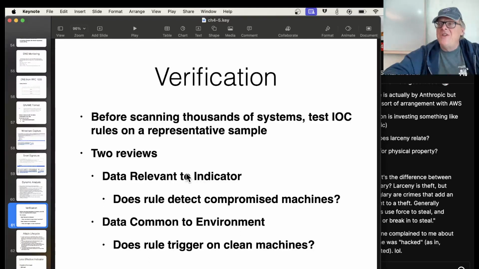So before you test thousands of systems, of course, test your IOCs. Go find a machine you know is infected and one you know isn't infected, and make sure that your indicators of compromise are not triggering on a clean machine and so on.